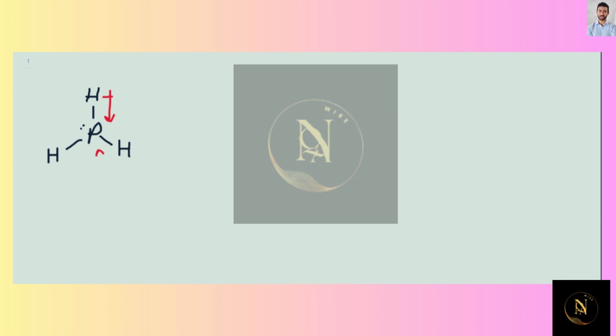Assuming it was planar, you would have the dipole moments going in each direction. In fact, I wrote them in the wrong direction. And then they would cancel out. That would create a non-polar molecule. But the fact that PH3 is polar shows those dipoles are not canceling out, so our molecule is not planar.